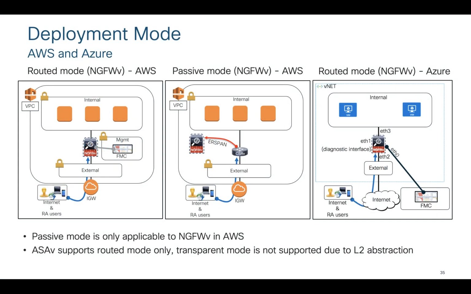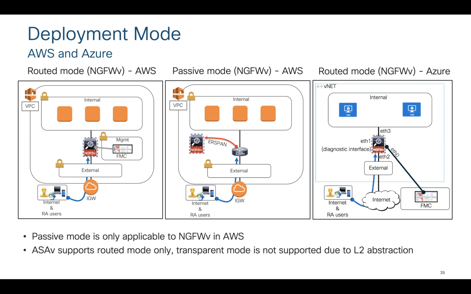Deployment models: we can deploy firewalls in routed mode or passive mode, in the cloud, and it's pretty simple. You can put it at the edge for VPN functionality. You can put it between two subnets for inter-subnet filtering. You can deploy next generation firewall in passive mode as well, which uses ERSPAN. If you have any device like a CSR in your network which is capable of ERSPAN, you can create a passive interface on the next generation firewall with an IP address, and you can receive ERSPAN on that interface.